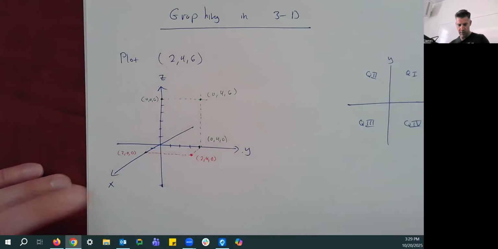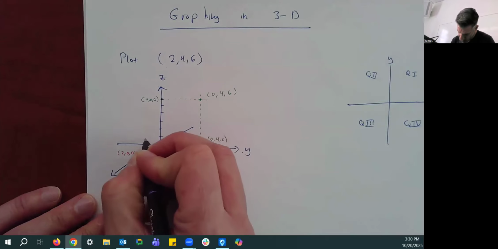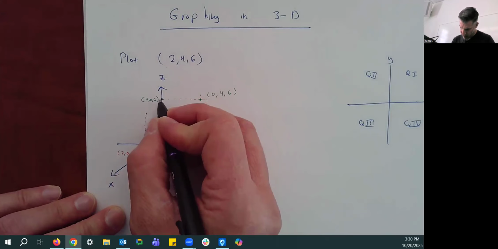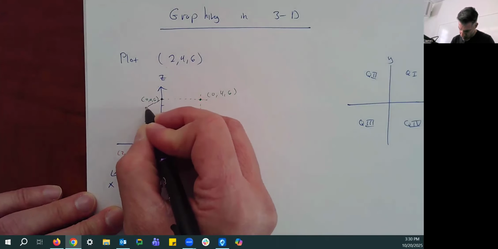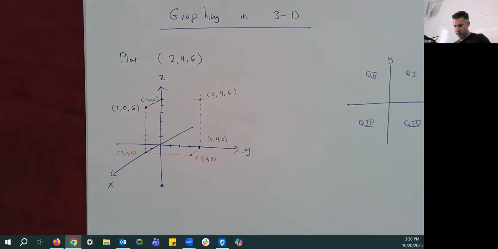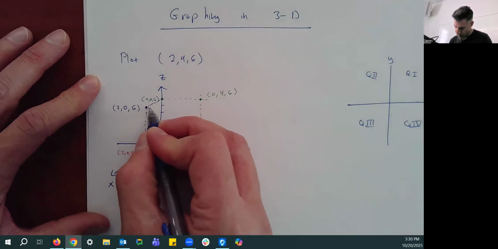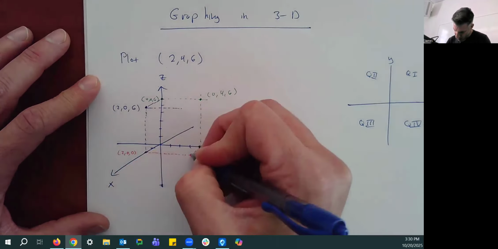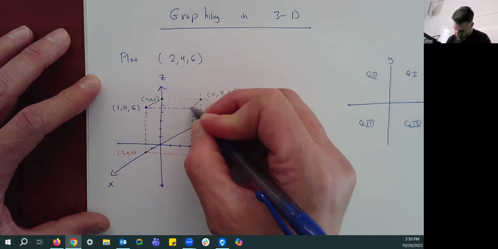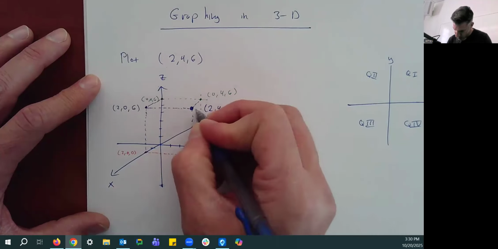And then finally, I can travel up from the x-coordinate parallel to the z-axis, or from the z-coordinate parallel to the x-axis, and get the point 2, 0, 6. And then finally, after finding all the points I didn't want, I can travel from this coordinate parallel to the y-axis, from this coordinate parallel to the z-axis, or from this coordinate parallel to the x-axis, and end up at 2, 4, 6. Right there.